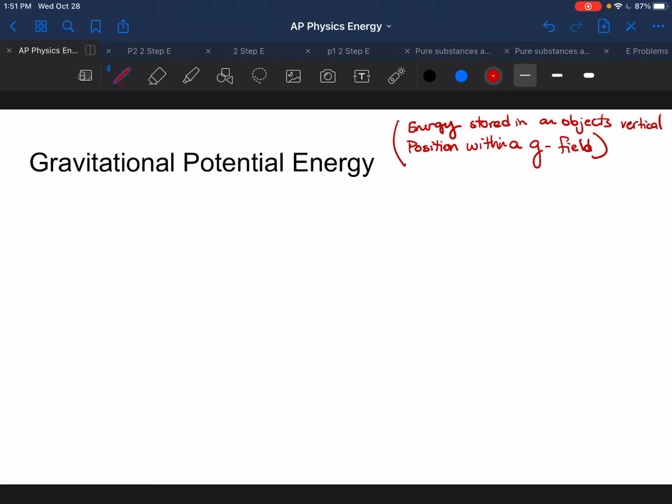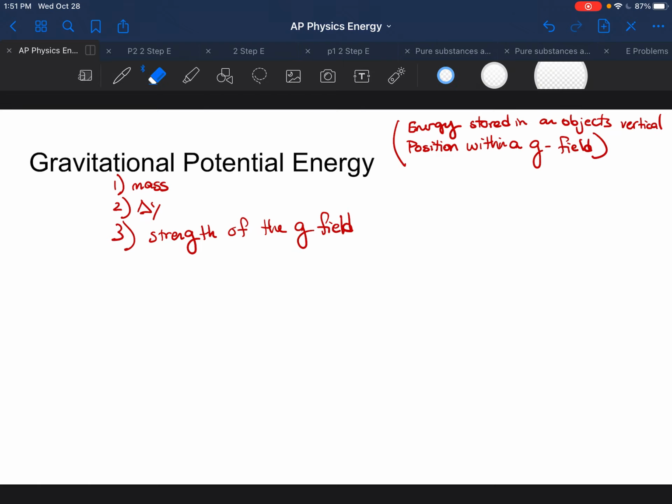So right there, we can see that it's going to depend on three things. One, it must depend on the mass. Two, its vertical position in a gravitational field, delta y. And then three, the strength of that gravitational field itself, lowercase g.